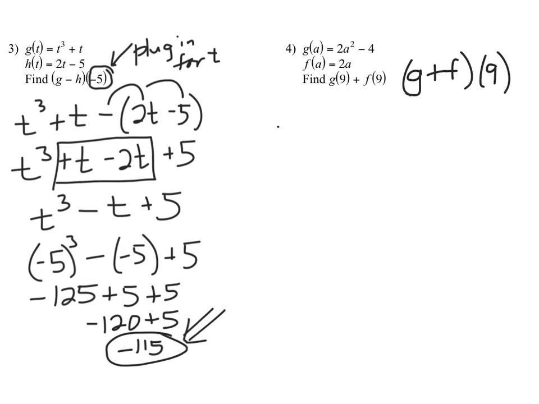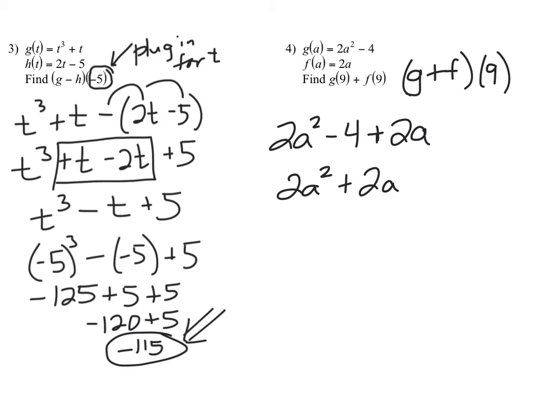So I want to take g, that's 2a squared minus 4, and we're going to add f, which is 2a. Now notice, I don't have any like terms at all, so there's nothing to combine, but I do want to put this in order. When I say put this in order, I want to put this in numerical order for my a's. So I have a to the second, then a to the first, and no a's at all. Okay, so now, what does it tell me the number to put in? This time it tells me I'm going to put in 9 for a. So this is 2 times 9 squared plus 2 times 9 and minus 4.